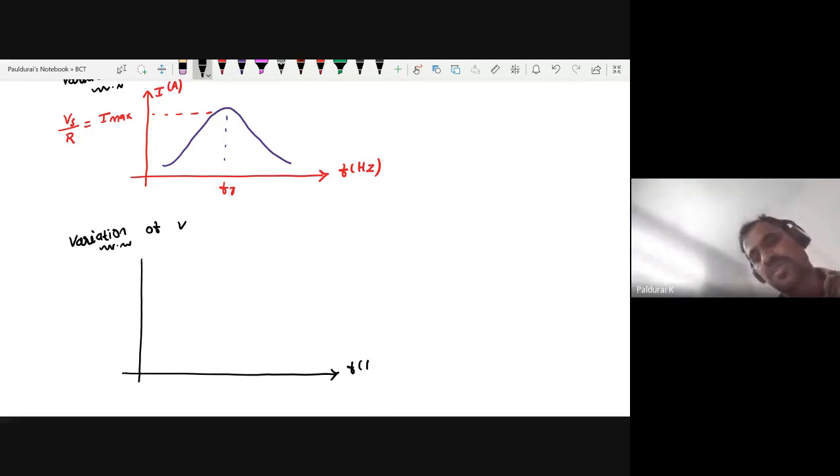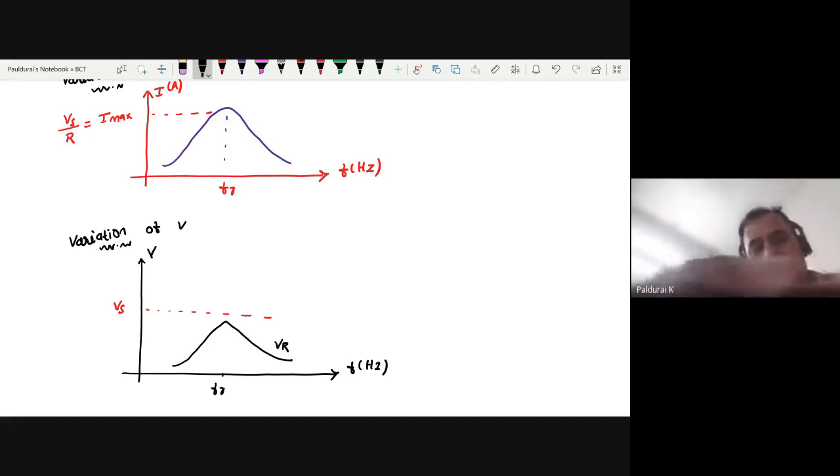So here also it is frequency, but this time it is volt, right? So I discussed earlier, applied voltage Vs. This is my resonant frequency. Now this is my voltage across R. So when will you get maximum voltage drop across capacitor? Any idea?